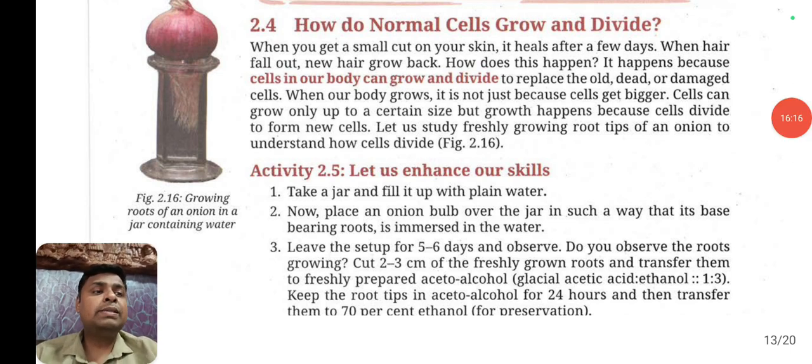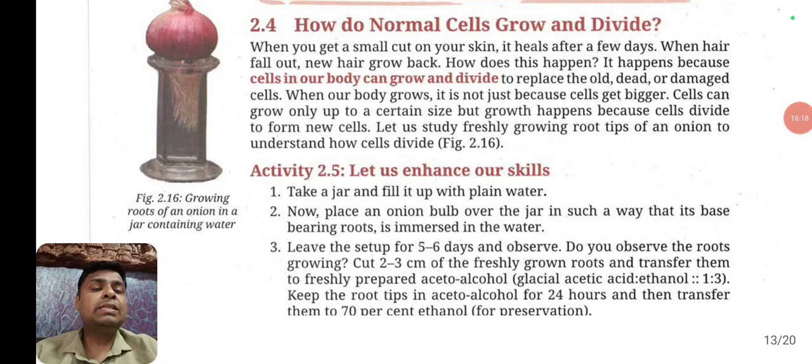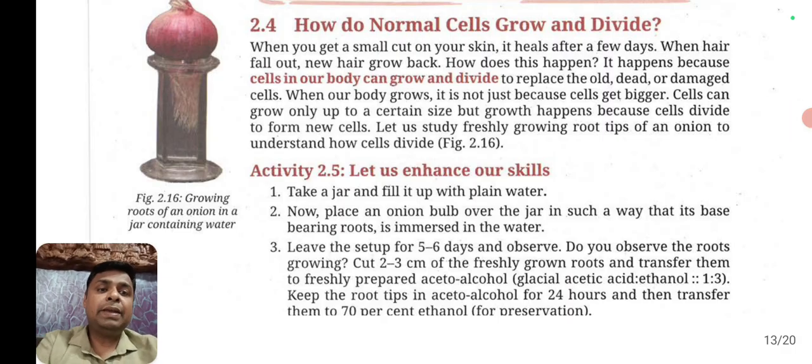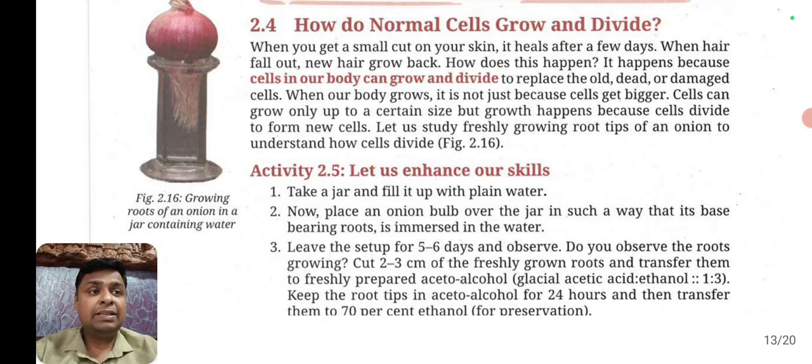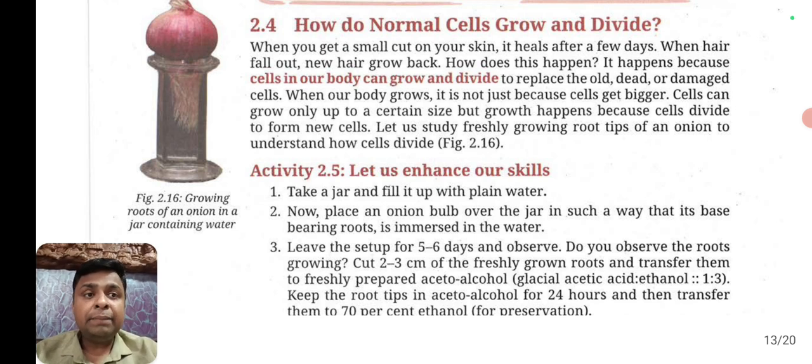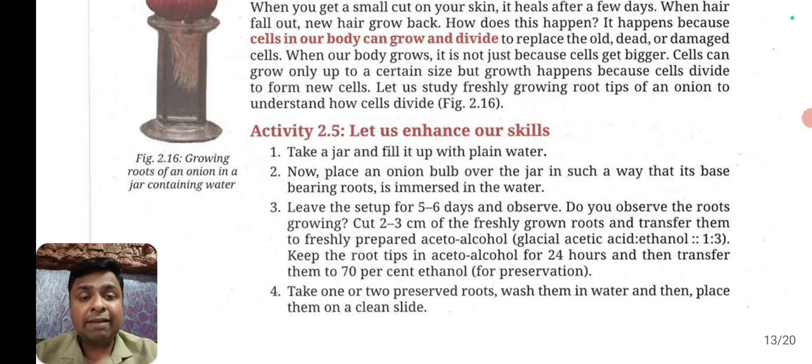Now, how do normal cells grow and divide? So what is happening? Cells are the smallest structural and functional unit of life. So how do they divide? That's what we are going to study now. If we get a cut on our skin, it heals after a few days. If hair falls out, it grows again. This happens because cells are continuously dividing and producing new cells. That helps us to grow, to maintain our body, because old cells are dying, new cells have to replace them.